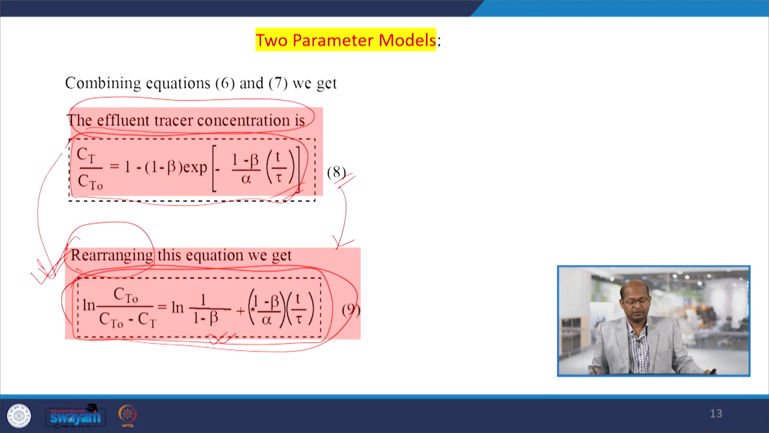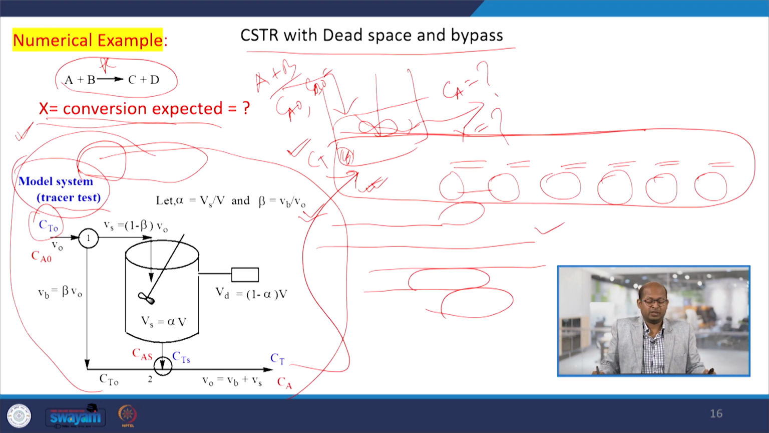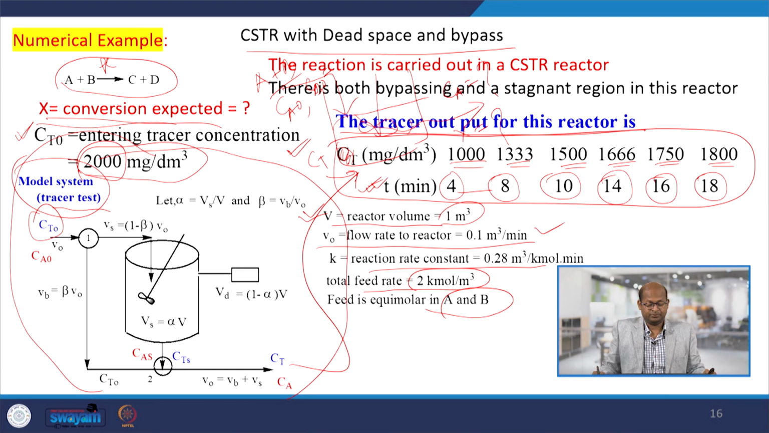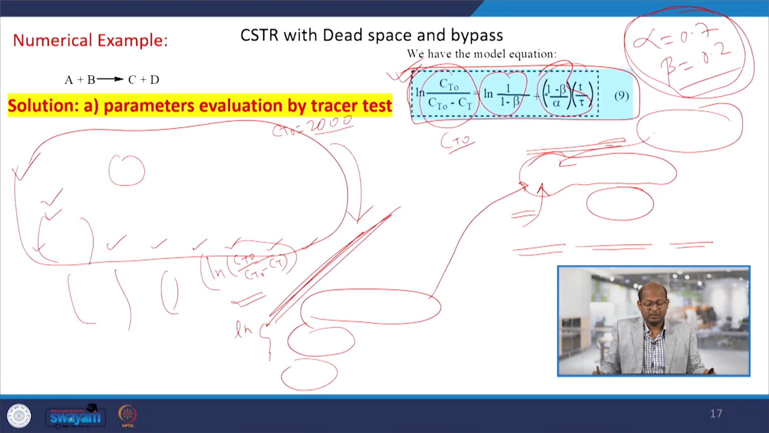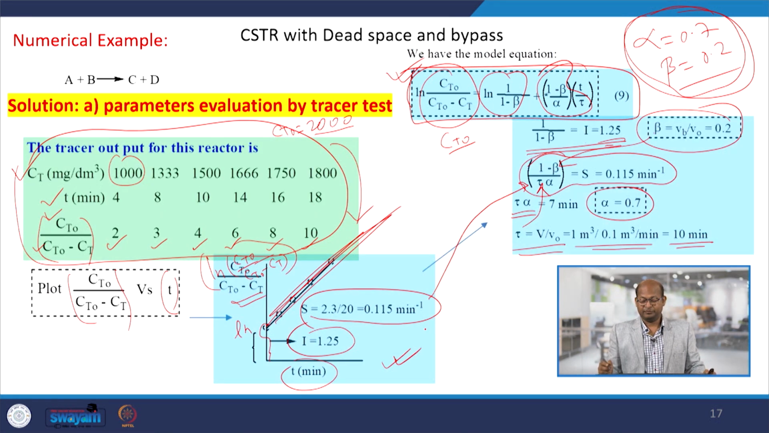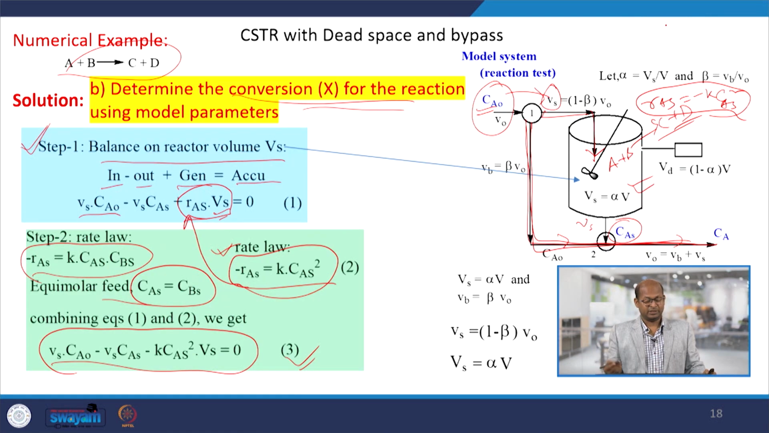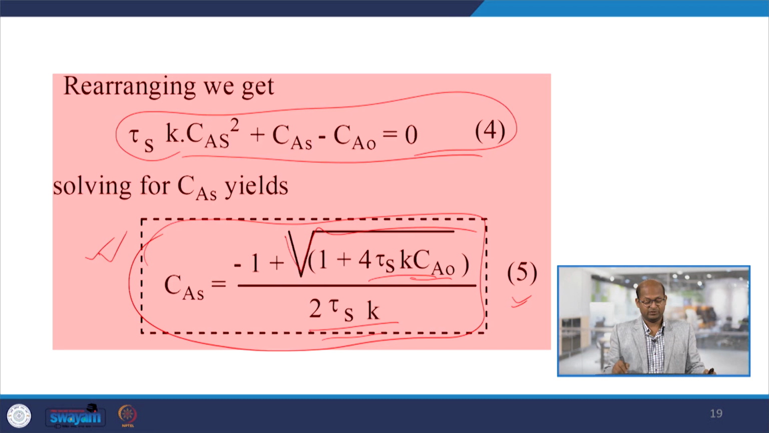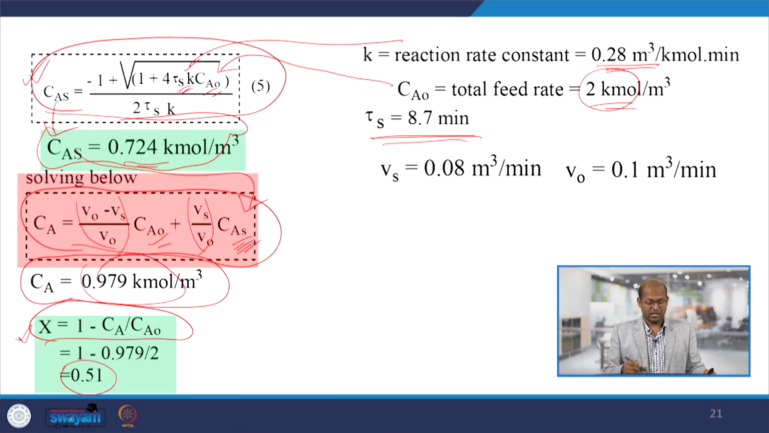Then, therefore, we considered a numerical problem. There is bypass and dead volume, and for that system the tracer experiment results were given, which we plotted, and then we found the alpha and beta values from the tracer test. Then for the actual experiment we did the material balance, substituted those alpha and beta values, and found the conversion, or the exit or effluent concentration. That way we can predict what the conversion would be for our system.